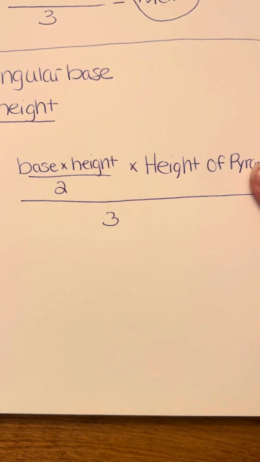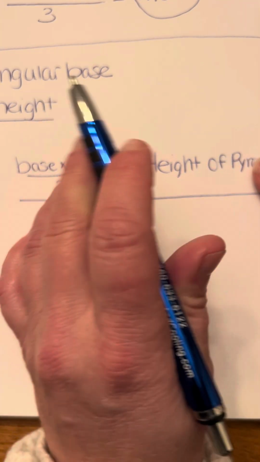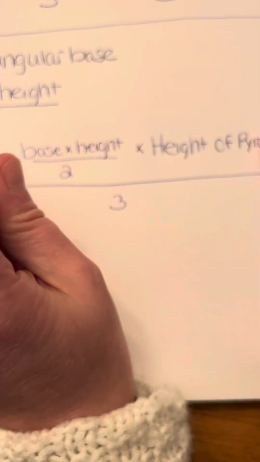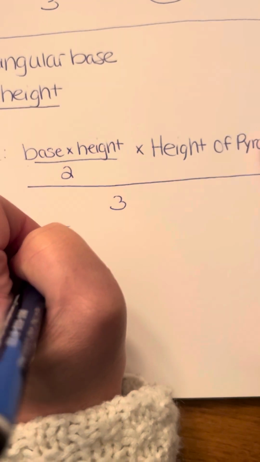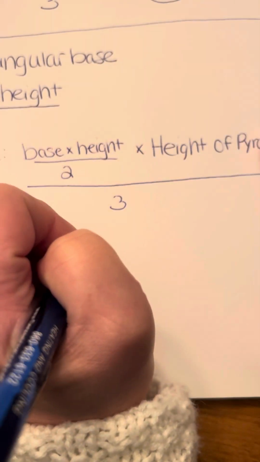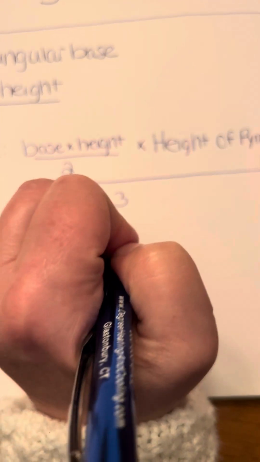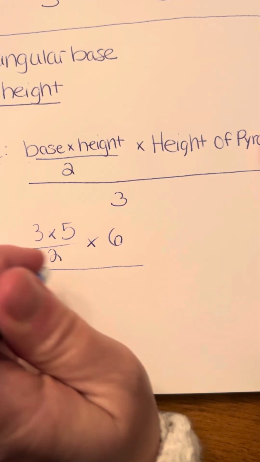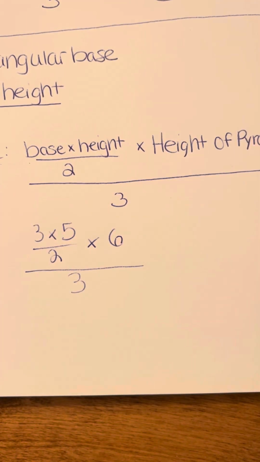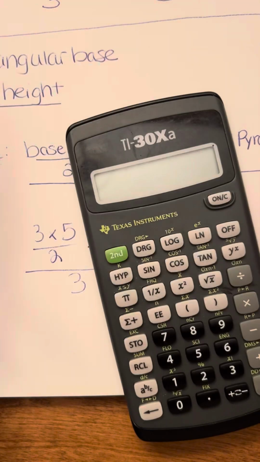I'm going to start off with the base of the triangle, which was a 3 by 5. So we're going to take 3 times 5, divide that by 2, and then take the height that we were given in this problem, which is 6 centimeters. Once we do that, we're going to divide this by 3 to get our answer, and I'll show you on the calculator so you can see it.